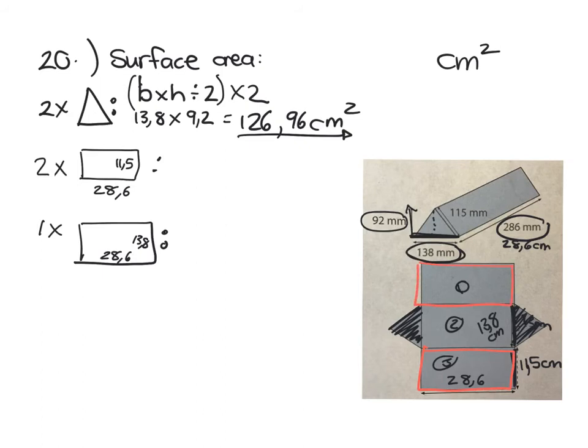The area of a rectangle is length times width, and I've got 2 of them, and I must times by 2, so that's 28.6 times 11.5 times 2. Guys, I'm coming around to check corrections after this, so please make sure you are keeping up with all the writing work, not just the answer.